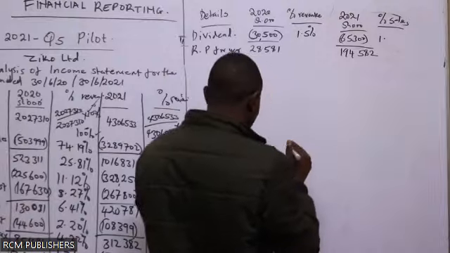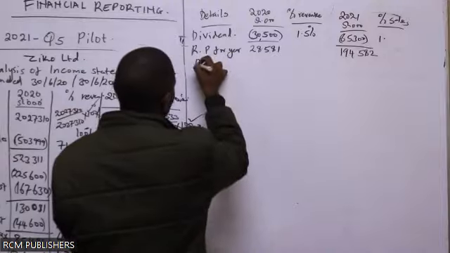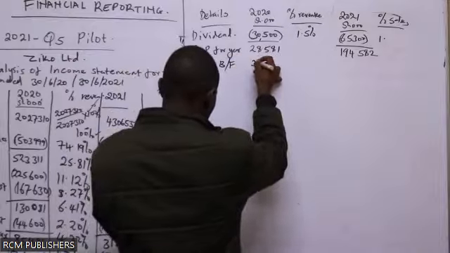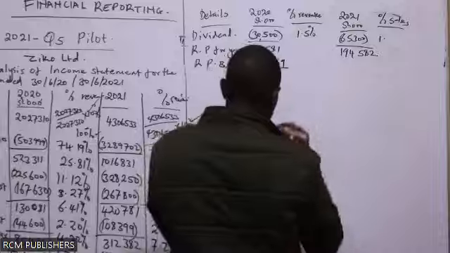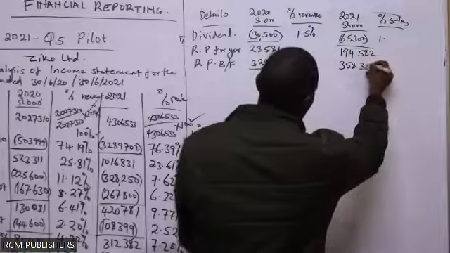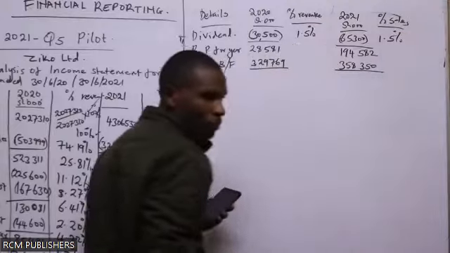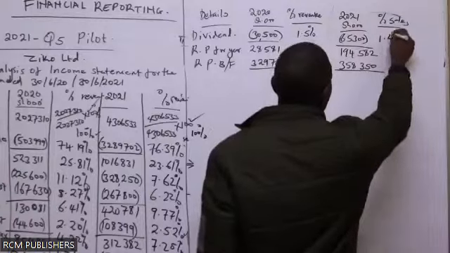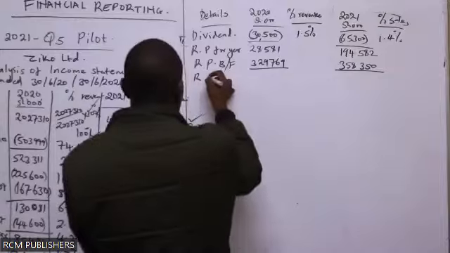And then we add the retained profit brought forward. Retained profit brought forward of 329,769. You can as well get the percentage of that. 358, 350. You get the percentage of that. So this is 1.5%. I hope you people, 1.4, okay? 1.4. So there's a difference kidogo. Higher.